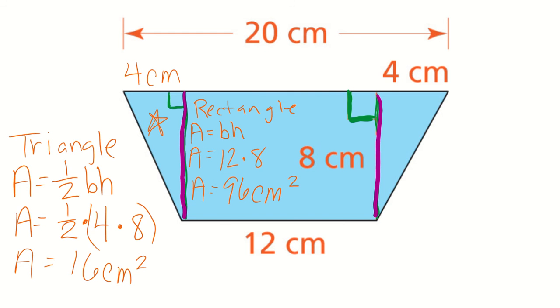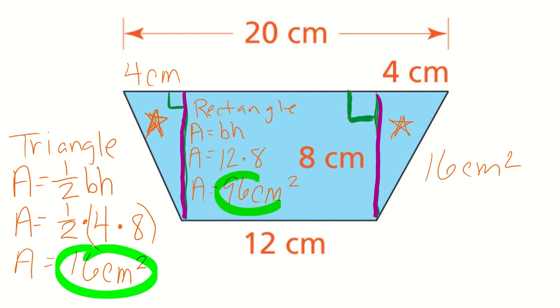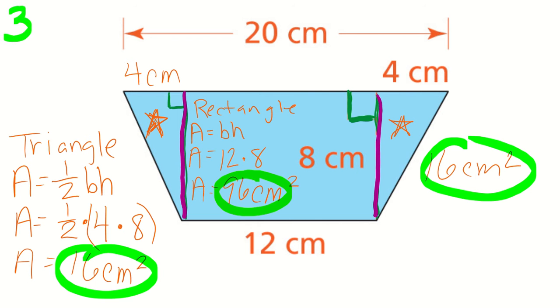Now, since this triangle has the same base and same height as this triangle, I don't have to do any math. I know that this triangle is 16 centimeters squared too. But we're not done. We still need to add all of those together. So I'm going to add 16 and 96 and 16. I'm going to do 16 and 16 first because I already figured out earlier that 16 plus 16 equals 32. And then 32 plus 96.